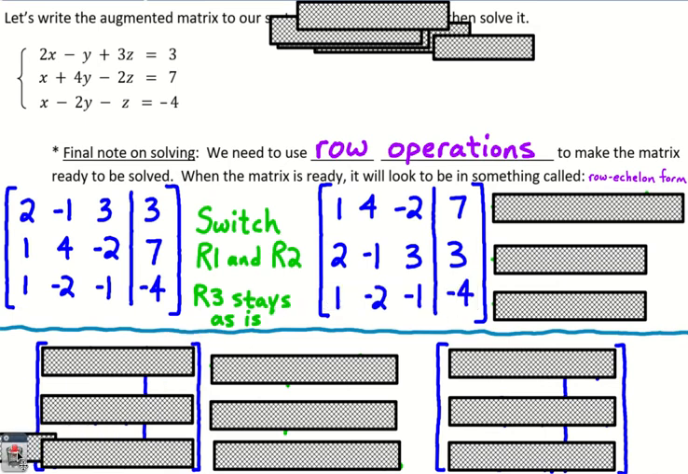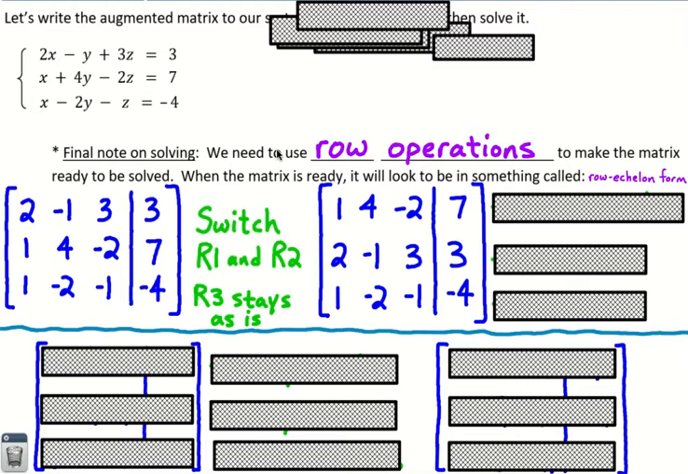And my matrix will become that. 1, 4, -2, 7 becomes row 1. 2, -1, 3, 3 becomes row 2. And then row 3 stays as is. Now, I'm going to explain why I did that. Obviously, you can pause the video as needed to finish writing stuff down, but here I go.